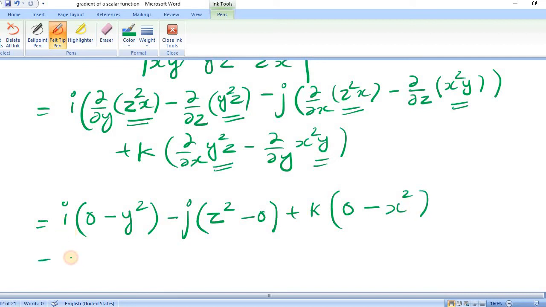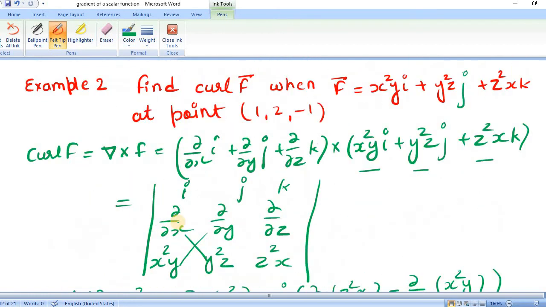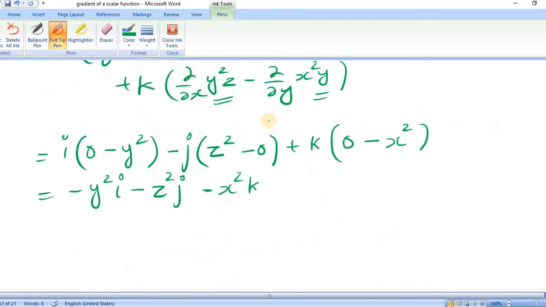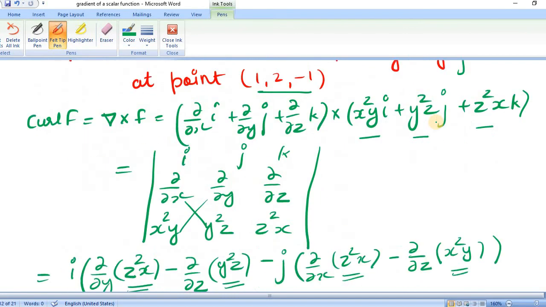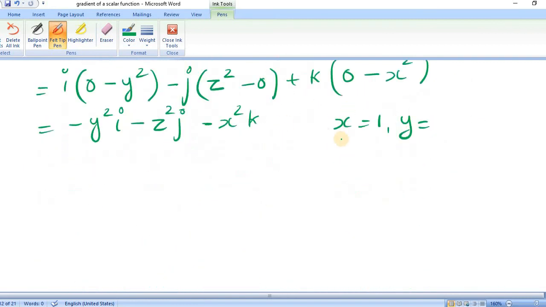So here we will be having minus of y square i, then we have minus of z square j, and then we have minus of x square k. So this is the curl of f. Now we have to evaluate this at some point, which is 1 comma 2 comma minus 1. So x is 1 here, y is 2, and z is minus 1. We will be substituting these values here.